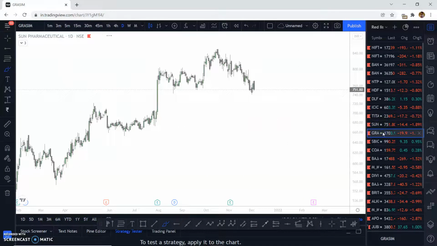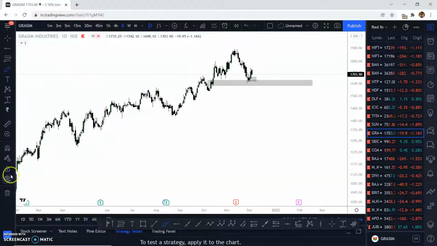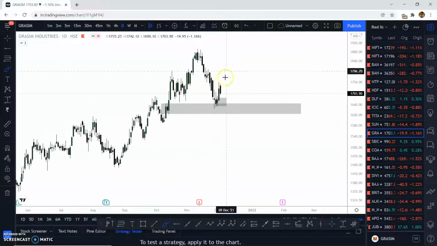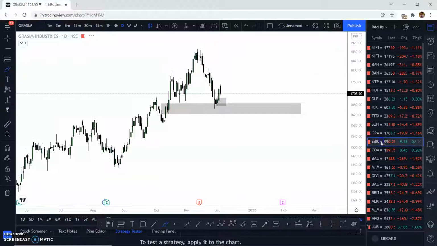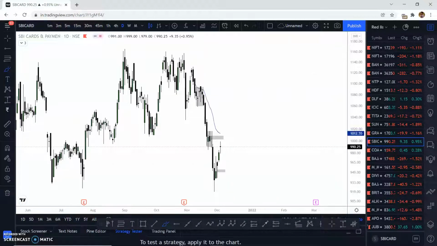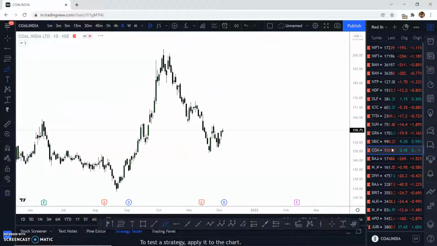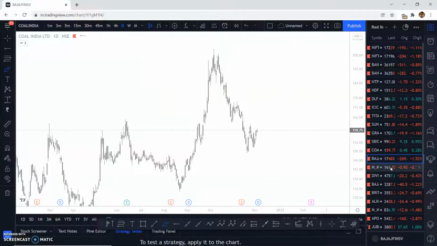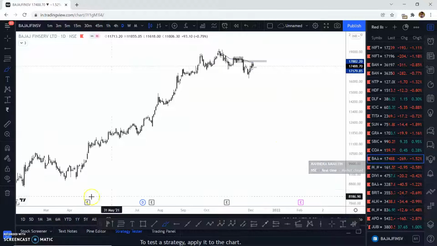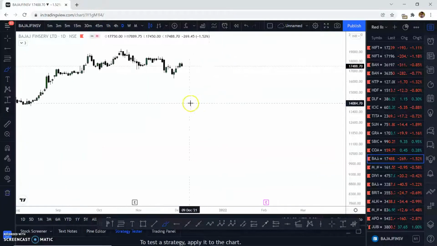Nothing here. Looking at this, I still want some good up moves. Nothing is here. SBI, SBI Cards, Coal India, Bajaj, Bajaj Finserv.